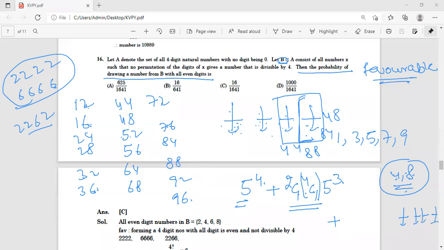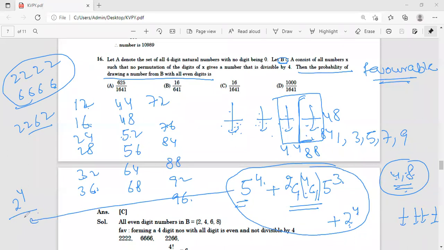So 2 raised to power 4, either 2 or 6, 2 raised to power 4. So this is the total possibilities. And when all are even, this is favorable, 2 raised to power 4. So the answer is 2 raised to power 4 divided by this thing. So the answer becomes C.